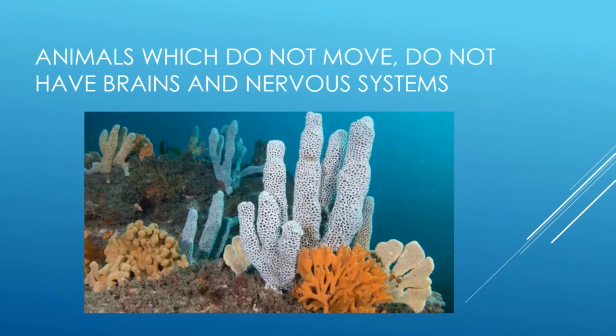So animals that don't move do not have brains and nervous systems. Most sea sponges do not have a brain or nervous system. Their offspring do, because they have to swim around the reef to find a place to live. But as soon as they do find that place to live, they will digest their brain and nervous system because they don't need it anymore. So that's very important. Okay.